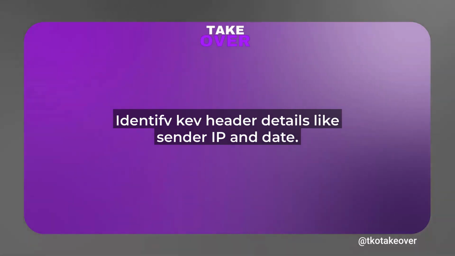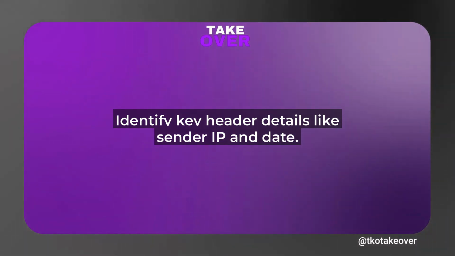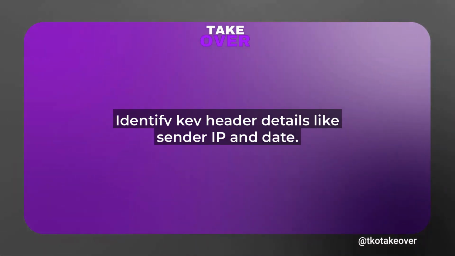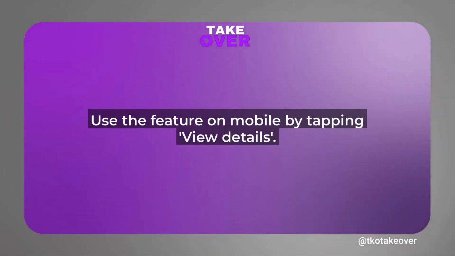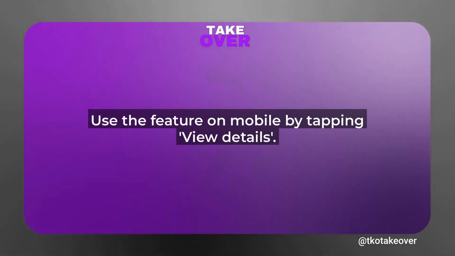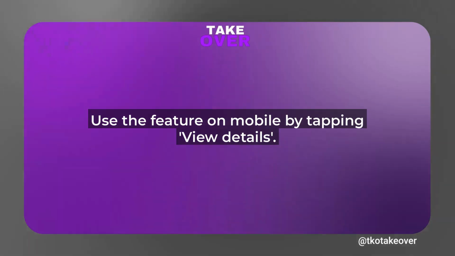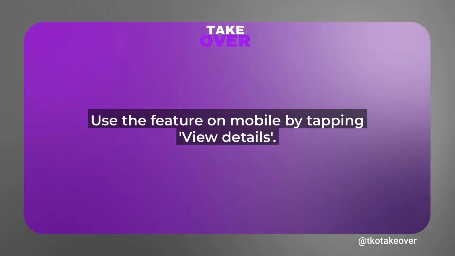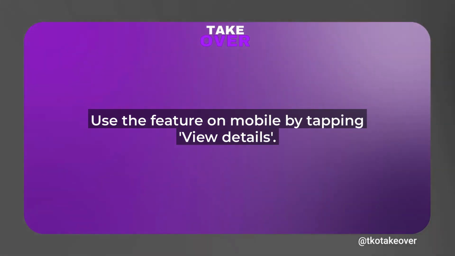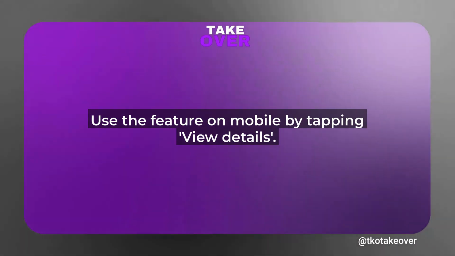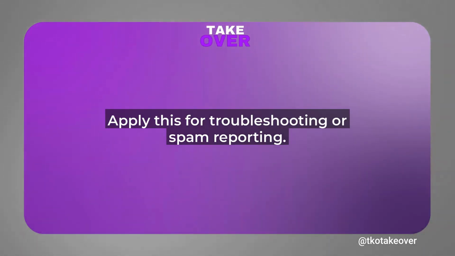One quick tip. If you're using Gmail on mobile, the process is a bit different. Open the Gmail app, select the email, tap the three dots, and choose View Details or Show Original from the options. This feature is super useful for verifying emails or reporting spam, so use it wisely. There you have it. Viewing the header in Gmail is easier than you might think.